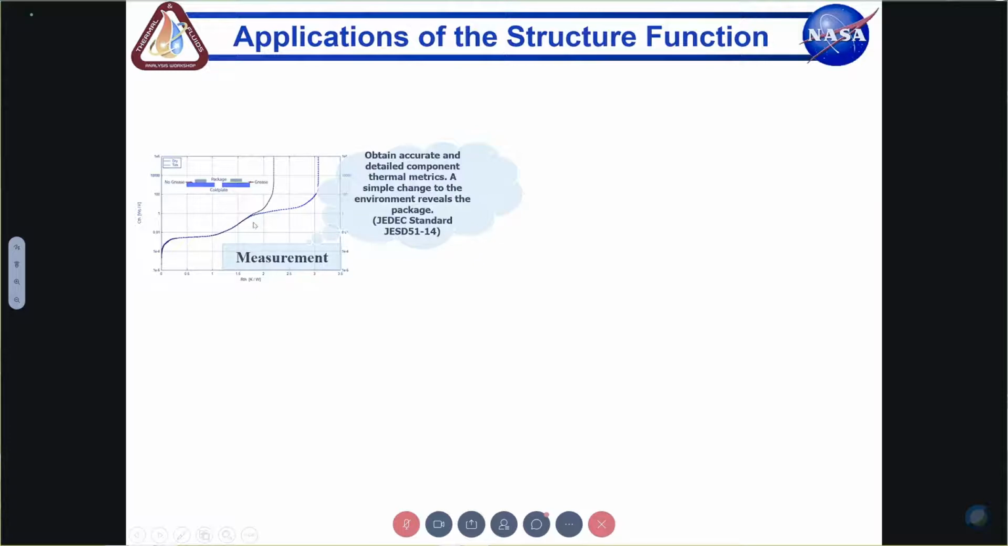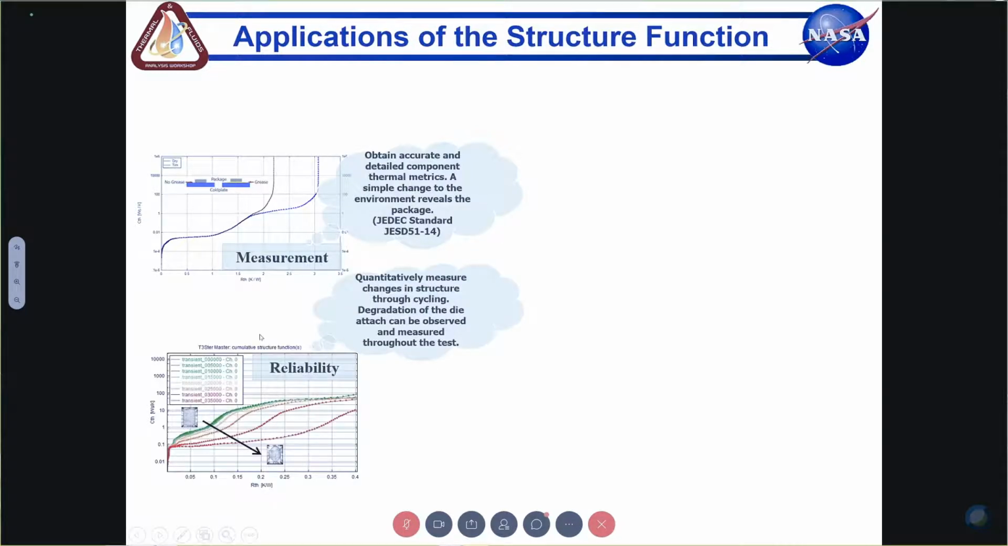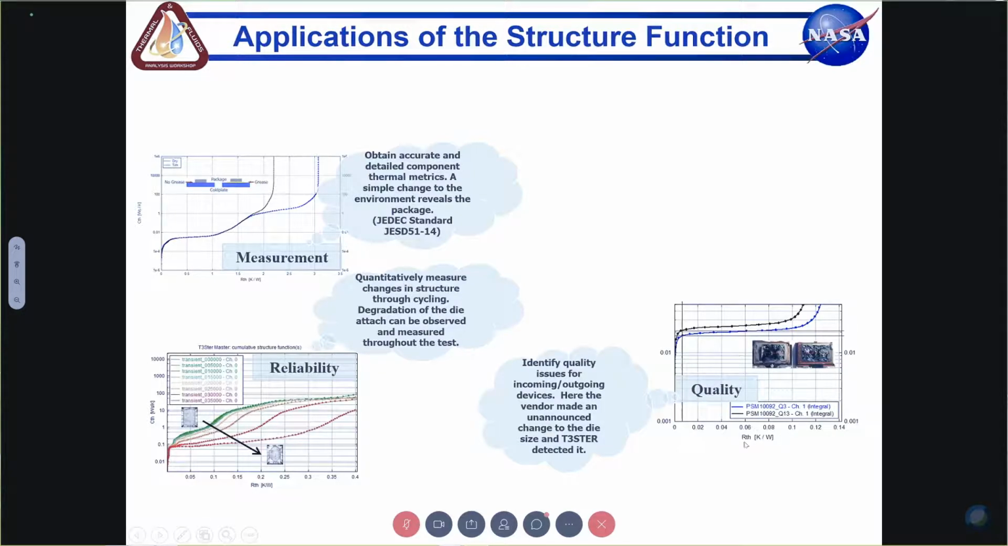So some of the applications: you can use this to measure package characteristics, like changing a boundary condition right after the package. Structure functions will also change, and the common part of the structure functions, which show the heat still just going through the package, arriving at the package base, can give you data such as the junction to case thermal resistance. So you can either obtain or verify datasheet metrics for components. I will show you this in detail.